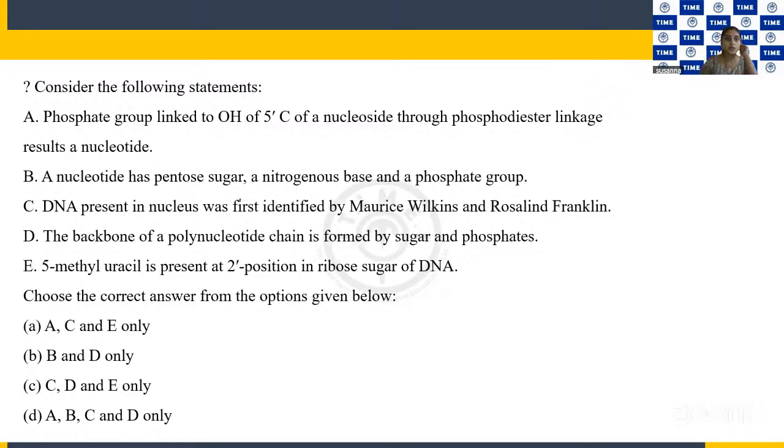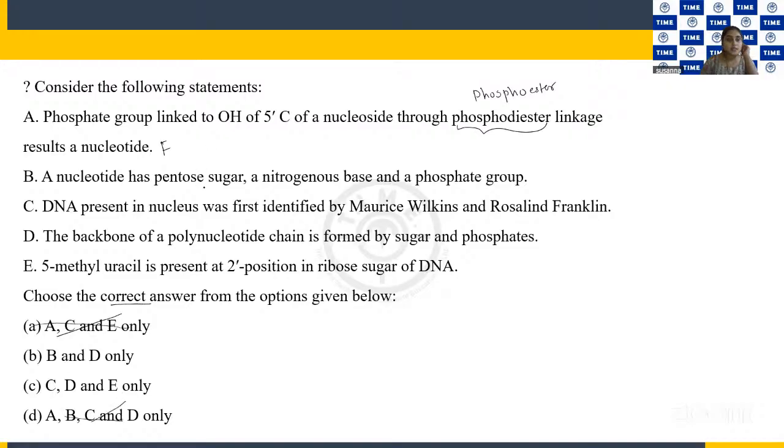So here the statement is false. Why? This is the incorrect term here. It's not through phosphodiester linkage, it is through phosphoester linkage. Okay, so statement A is false. So you can come to the option. They are asking us the correct statement. So if A is wrong, you can easily ignore option A and option D because they have A in them.